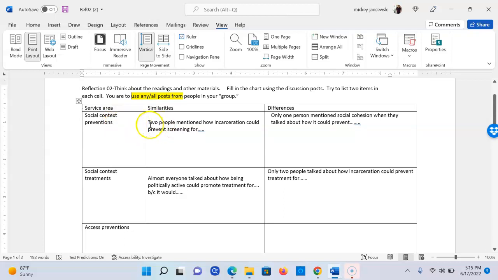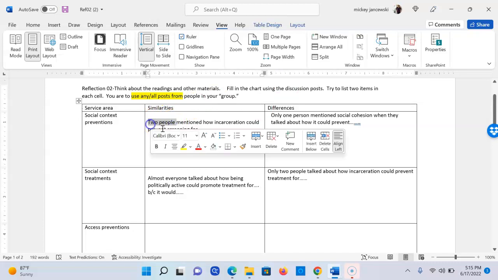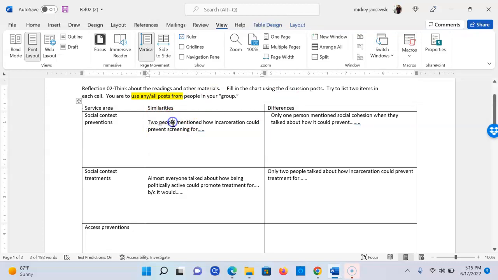So a similarity could be the 2 people mentioned how if a woman is incarcerated, it could prevent screening for, and you would explain what those are. It also would be best if you identified who the 2 people were by name. Like Susan and Tom mentioned how incarceration could prevent screening for whatever their disease or topic is.